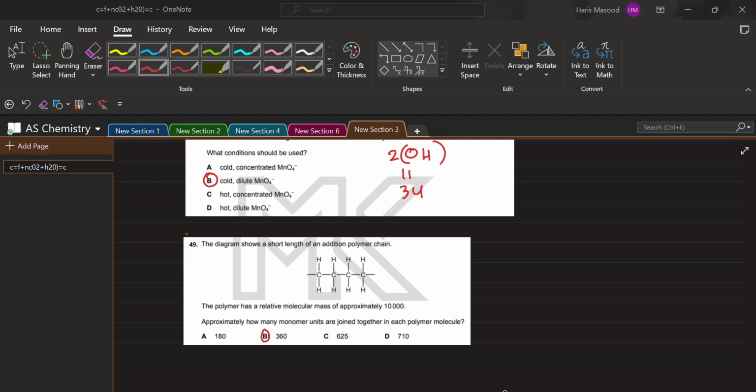Moving on to this one. Here you have to draw the mechanism of electrophilic addition. Remember all what is written here, that you have to draw all the curly arrows, lone pairs, charges, everything should be there.